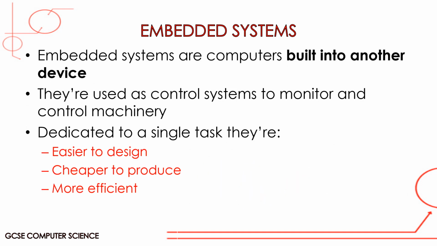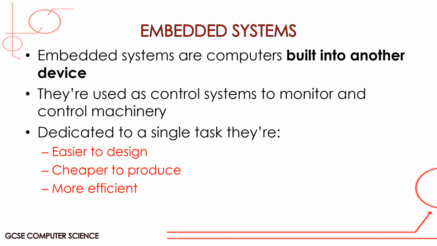An embedded system is where a computer is built into another device. They're used as control systems to monitor and control machinery. Usually they're dedicated to one particular single task. This means that they're easier to design, they're cheaper to make, and they're more efficient because there's less problems that can go wrong with the actual computer.